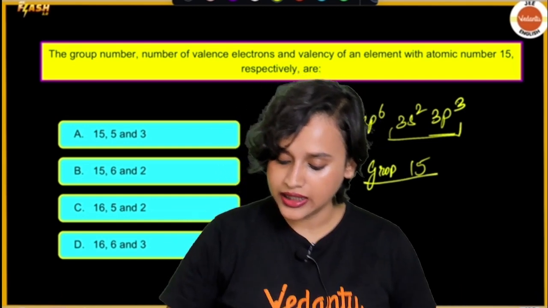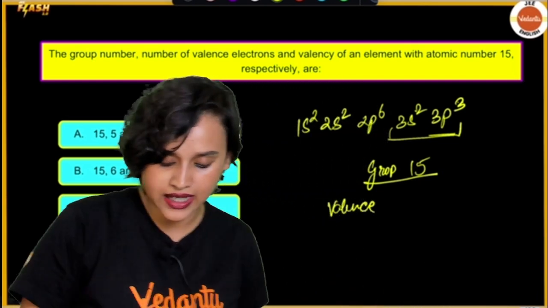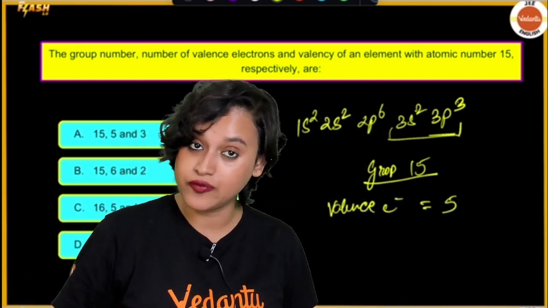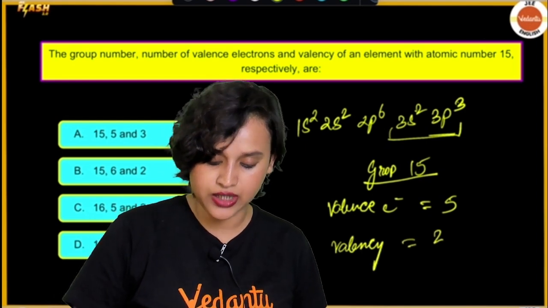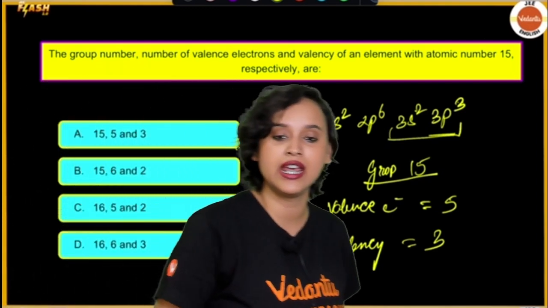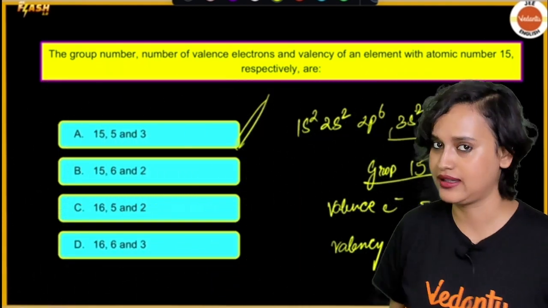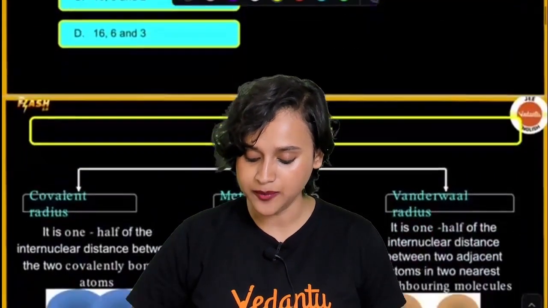Now here we can clearly see 2 plus 3 is 5. So valence electron is equal to 5. But what is the valency? Valency is 8 minus 5 is equal to 3. That means 15, 5, 3. Option A is the correct answer. Clear, guys? Yes, EPBT? Great.